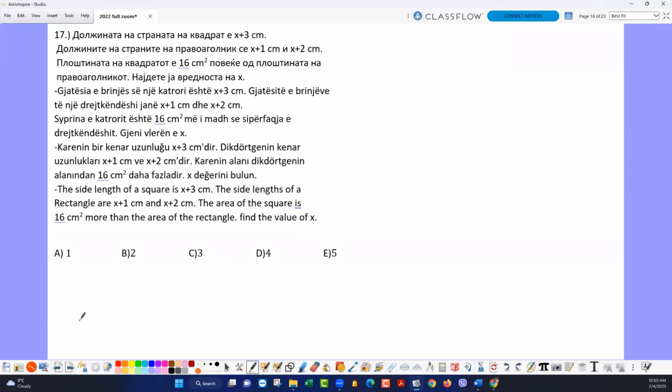are equal to x plus 3, and the sides of the rectangle are x plus 1 and x plus 2. The area of the square is 16 more than the area of the rectangle. Find the value of x, it says here.